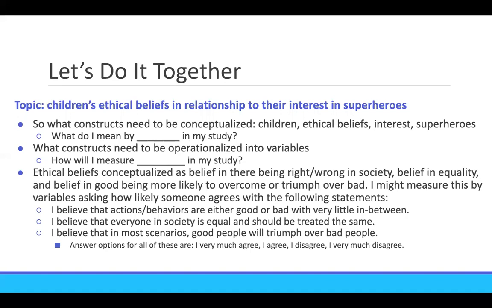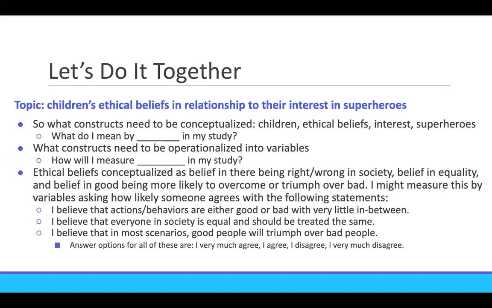So let's say my topic is children's ethical beliefs in relationship to their interest in superheroes. So I'm interested in how do children form, what type of ethical beliefs, what type of ethical sense do they make of the world, and how might that be related to their interest in superheroes? So if that's my topic, what constructs need to be further conceptualized, right? So if you're looking at that, what could people possibly misunderstand? What could people possibly define differently? And so this is what I pulled out. The constructs that need to be further conceptualized are children, ethical beliefs, interest, and superheroes.